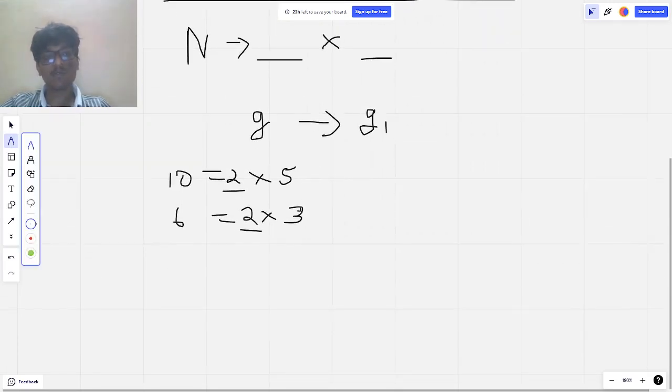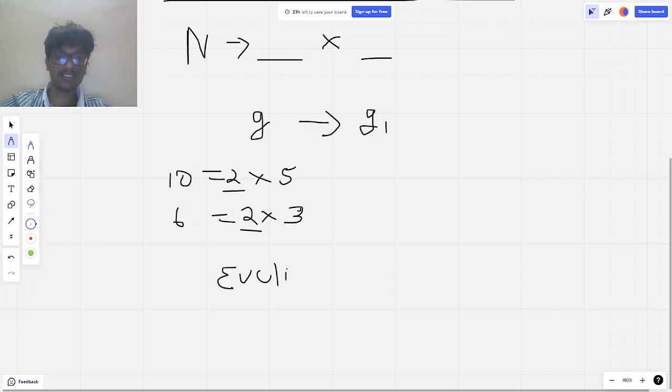And we might be wondering how this shared factor helps us, because we already have a very amazing technique known as Euclid's algorithm, Euclid's theorem and such.